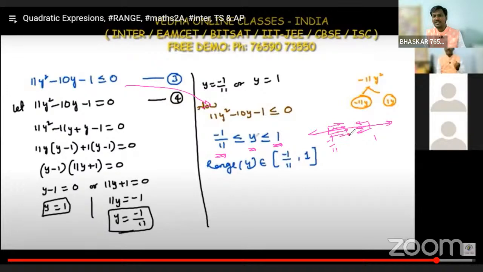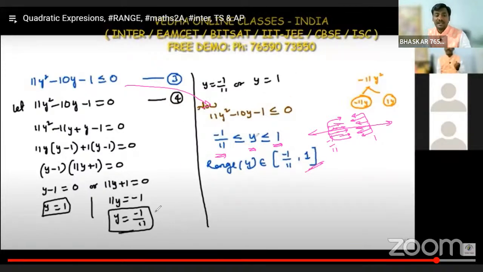Just remember the graph, then it is easy. Even if you forget in the exam, you can write it. What is the range here? The range is minus 1 by 11 comma 1. If you are asked only for the range, we write it like this.